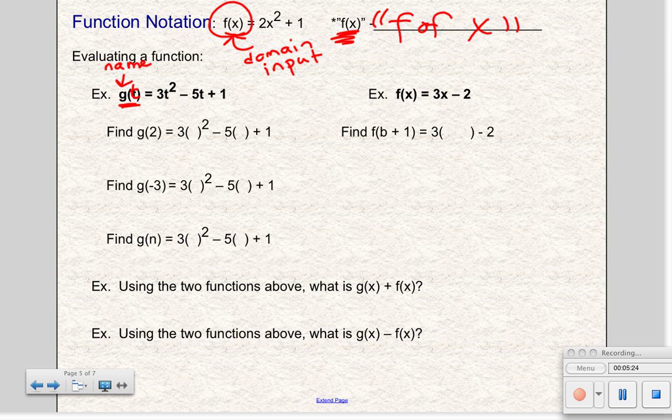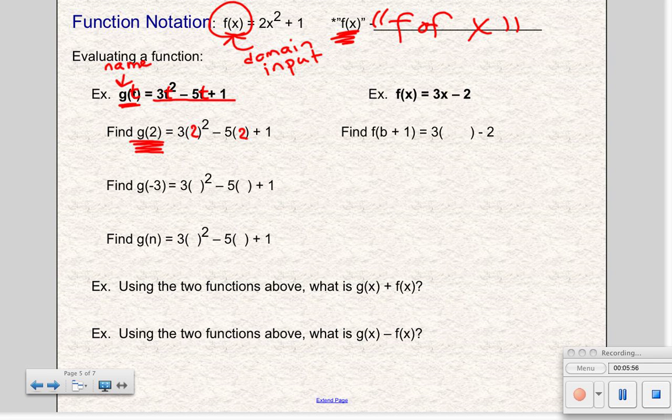So that's just naming my function. It's telling me what it is. What you're going to be asked to do is to evaluate a function depending on what they tell you. So this says, what is g of 2? That means using my g function, what do I get when I plug in 2? So everywhere that there used to be a t, I'm going to put in a 2. And then I just do the math.